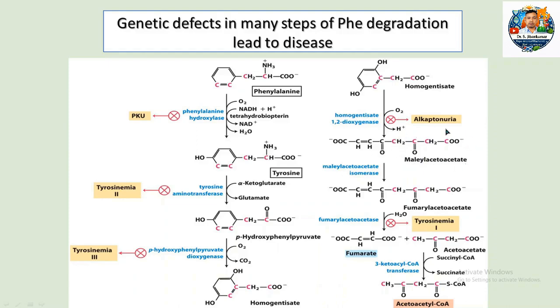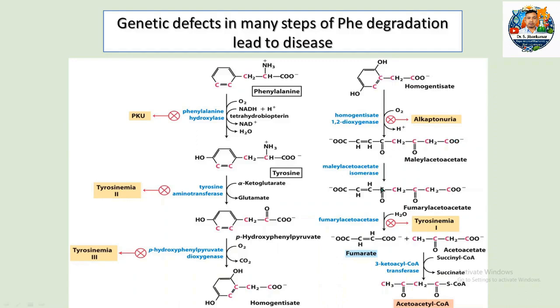Let's see why it is called maleylacetoacetate. If you see this particular portion, this is one acetate, this is another acetate. So this is called acetoacetate. But you see here again, if this carbon is considered as a carboxylic group, then it is maleic acid. So the name of this intermediate is maleylacetoacetate.